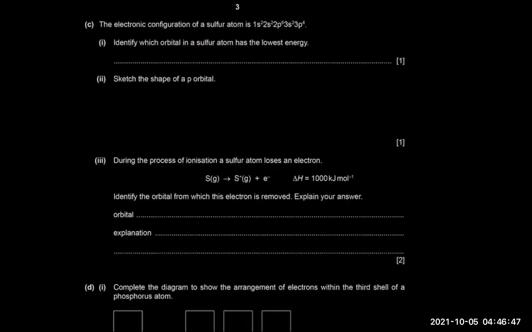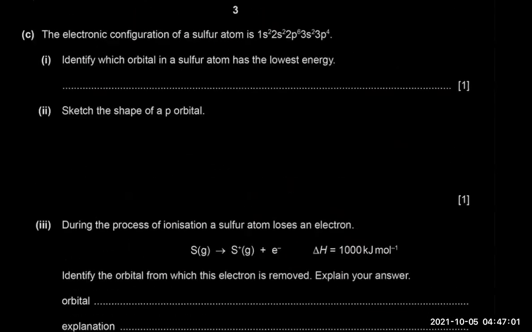The electronic configuration of a sulfur atom is 1s2, 2s2, 2p6, 3s2, 3p4. Identify which orbital has the lowest energy in a sulfur atom. The lowest energy, 1s orbital, right? 1s orbital has the lowest energy. Sketch the shape of a p orbital. Just literally after that.